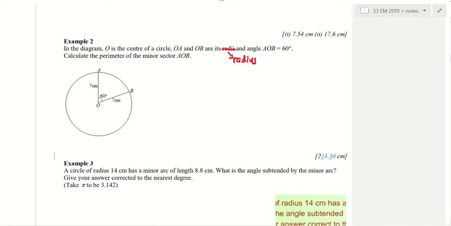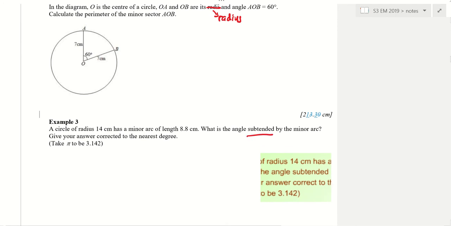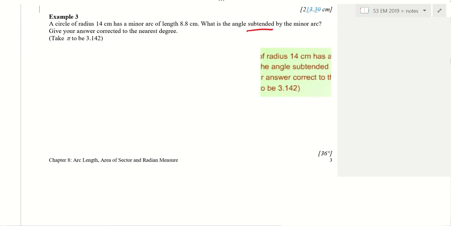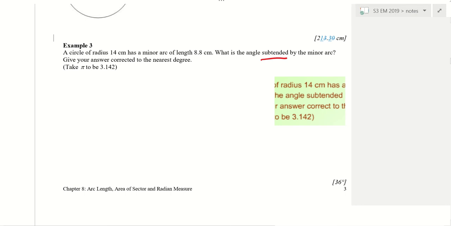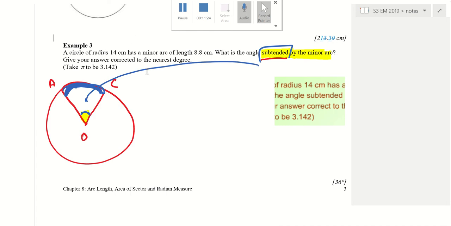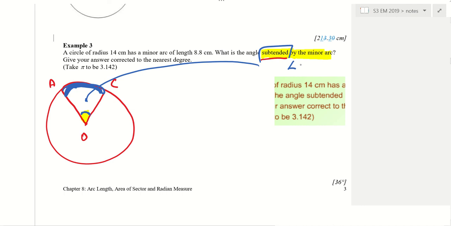Then "subtended". What happened to the diagram? Where's my diagram? Oh, example 3 you draw by yourself. No, example 3 there's a diagram there. Okay, so let me summarize. The word "subtended" means I want to find angle AOC. Because this arc is subtended by the angle. So this is to find angle AOC. That's example 3.